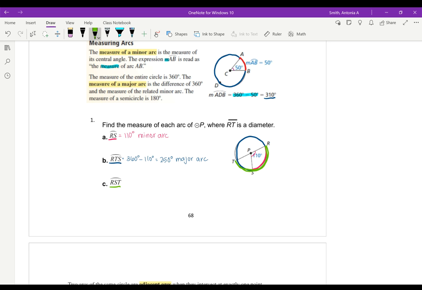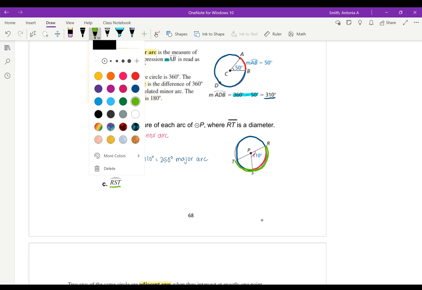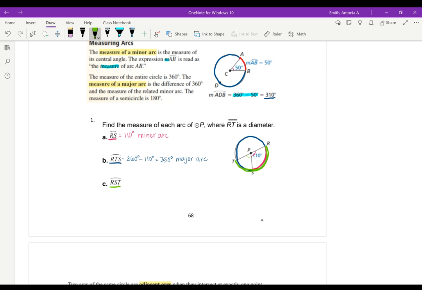Okay. So we don't know how big this little section inside here is. But we do know that this is 110. But we also know that this line that goes through the center is a diameter, which means it cuts my circle completely in half. And half of 360 is 180 degrees. This is a semicircle. Whenever you're finding the arc using a diameter, you're always ending up with a semicircle.